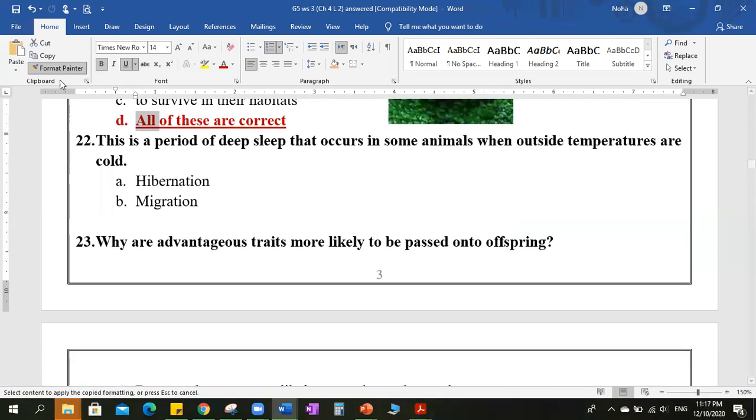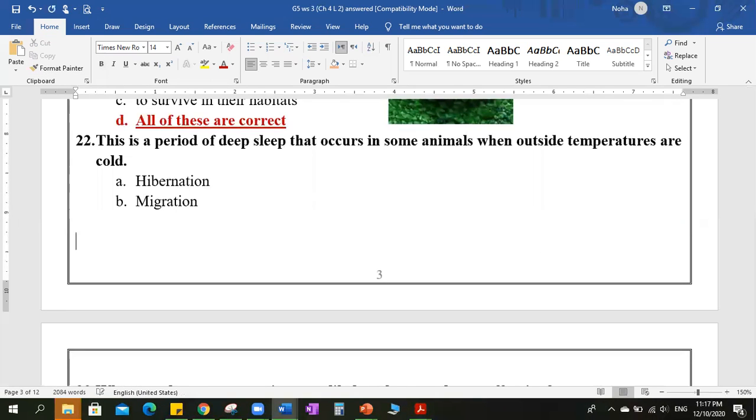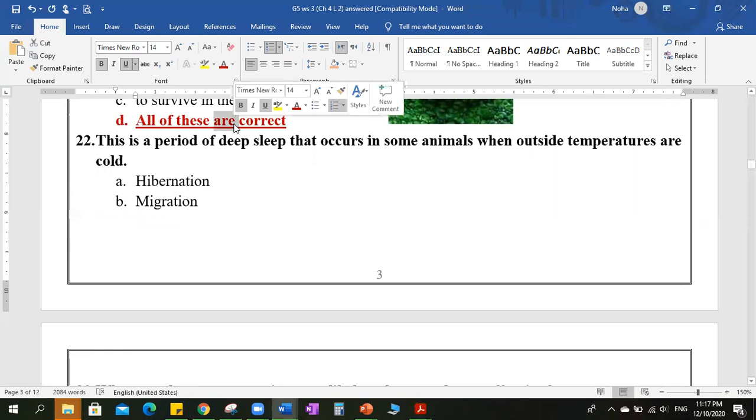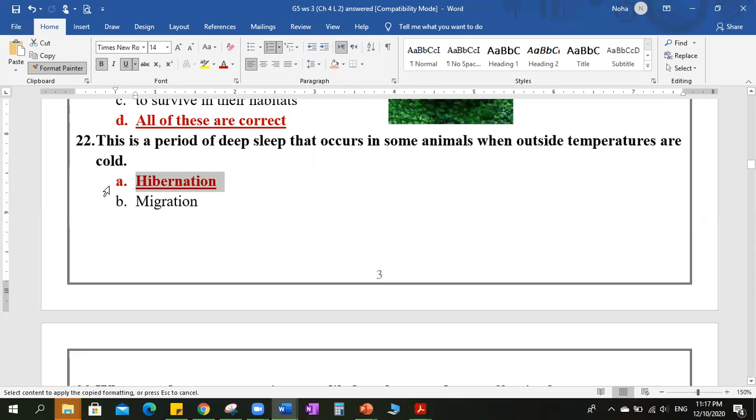Number 22, this is a period of deep sleep that happens in some animals when outside temperatures are cold. Exactly, that's what we call hibernation, and this is also a behavioral adaptation. It's something the animal does.